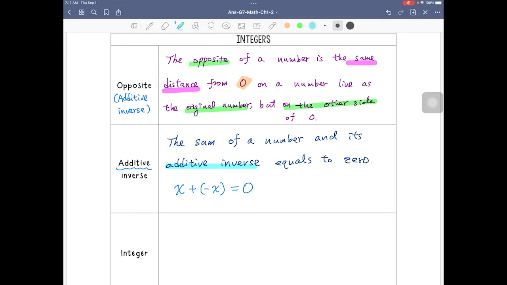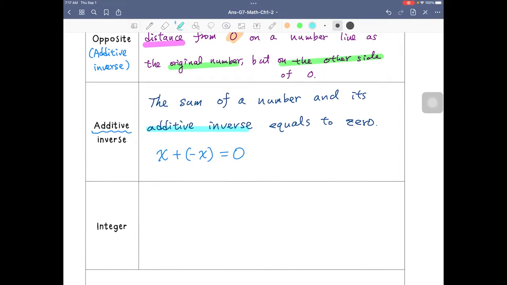Okay, so let's talk about integers. Integers are the set of whole numbers and their opposites. The set is like a basket. There are lots of numbers inside, and who gets to go inside depends on their properties and what we want.